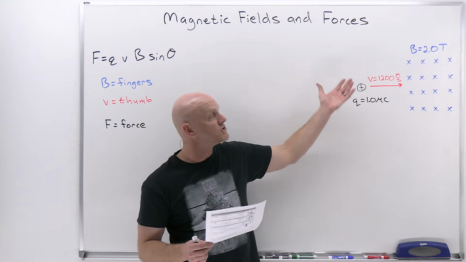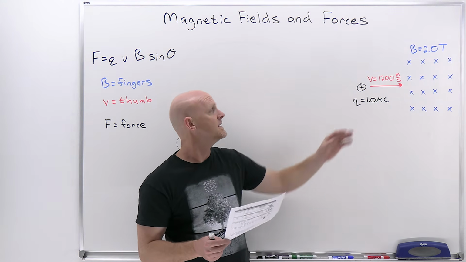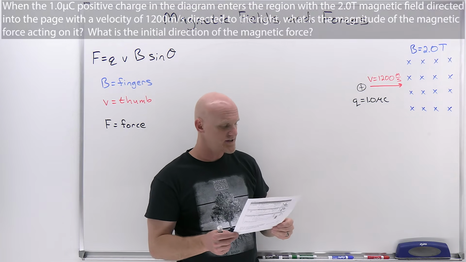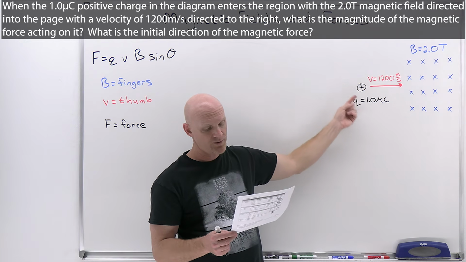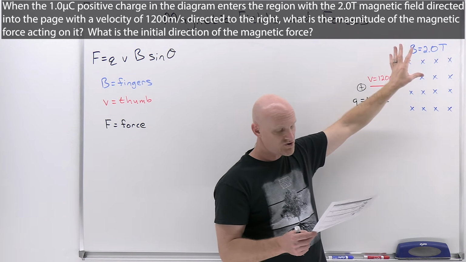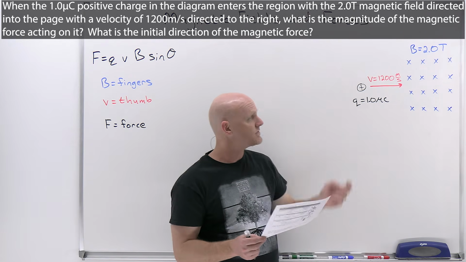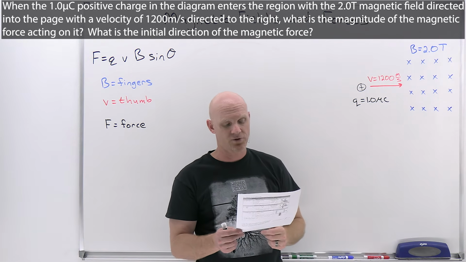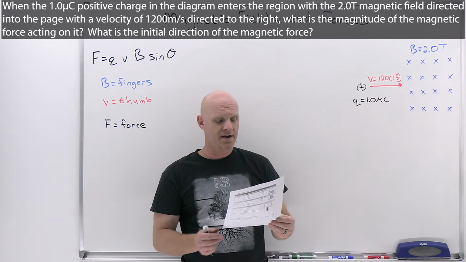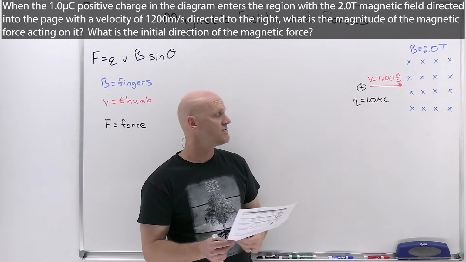So this diagram is included with the question we'll be solving here. It's right on the study guide, part of the question, definitely needs to be given. And the question says, when the 1.0 microcoulomb positive charge in the diagram enters the region with the 2.0 Tesla magnetic field directed into the page with a velocity of 1200 meters per second directed to the right, what is the magnitude of the magnetic force acting on it, and what is the initial direction of the magnetic force?